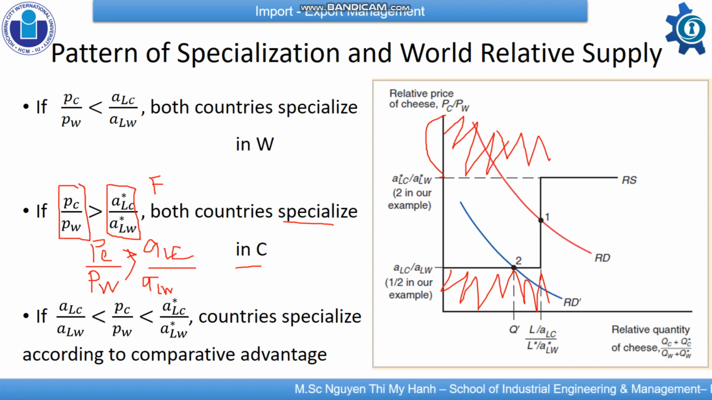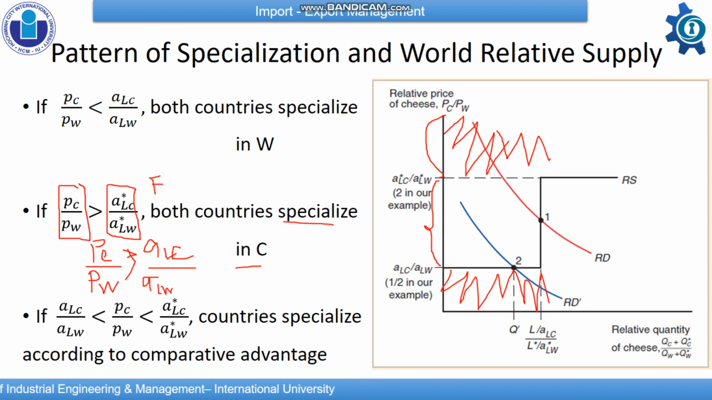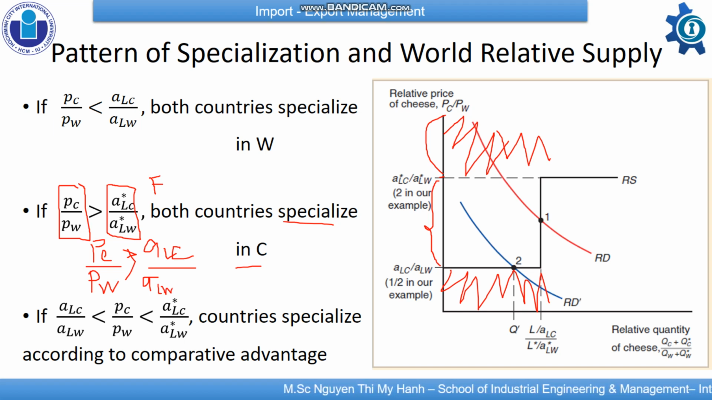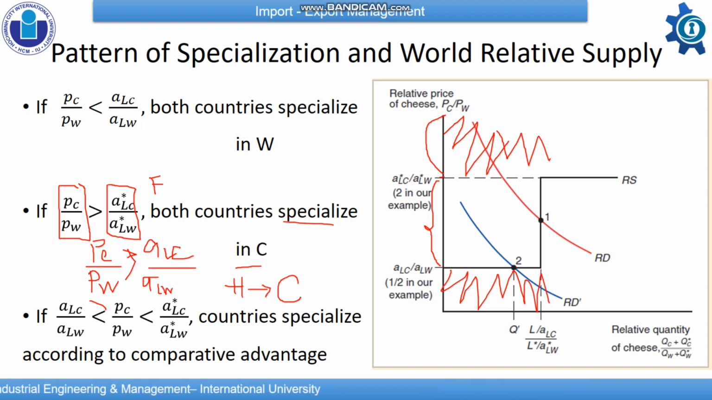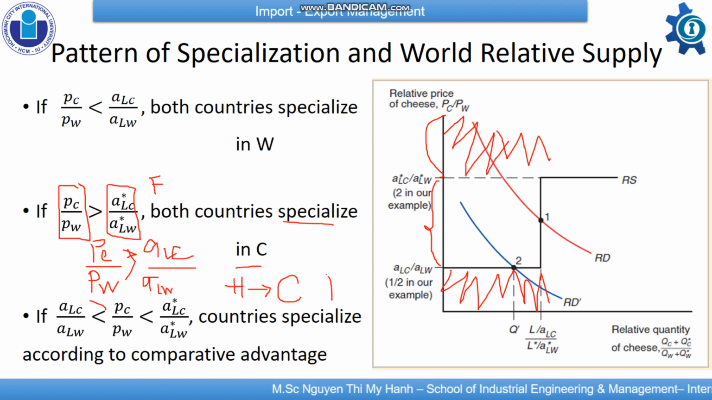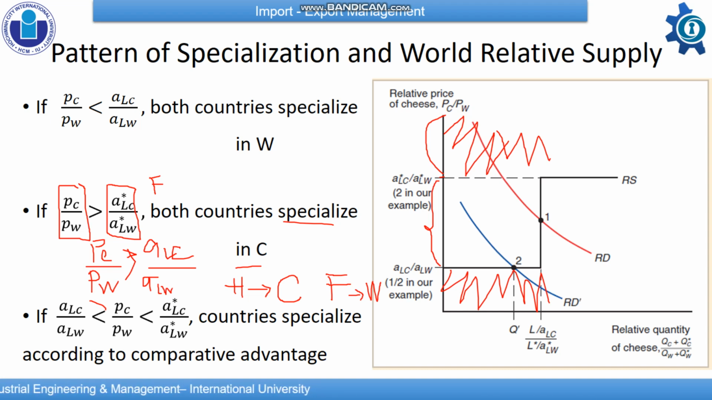How about when the relative price of cheese is in this area in between? Consider the home country: the relative price of cheese is larger than the relative unit labor requirement of cheese. That's why the home country will specialize in cheese. However, the relative price of cheese is less than the relative unit labor requirement in foreign. So in foreign, they will specialize in wine production. So when the relative price of cheese is located in this area, the countries will specialize according to their comparative advantage.